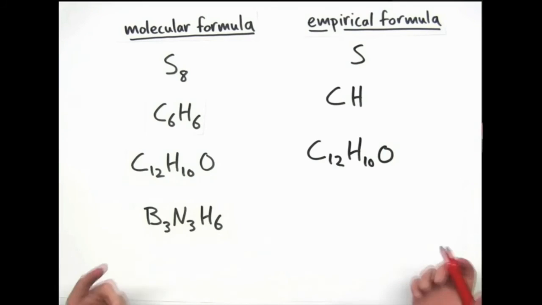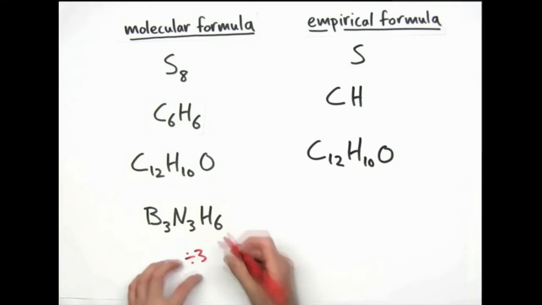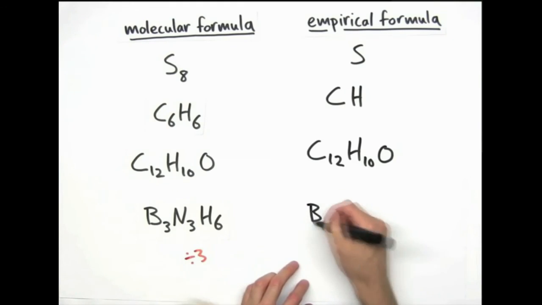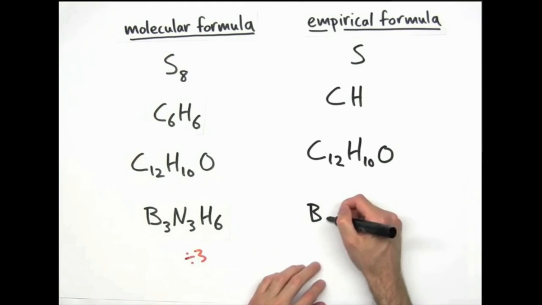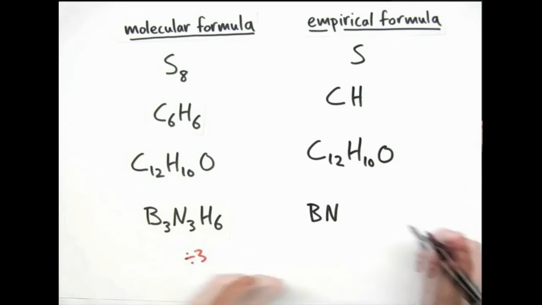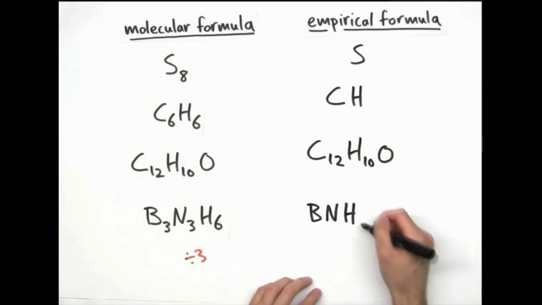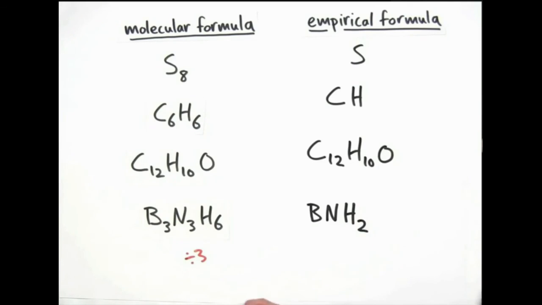B3N3H6. What can we divide everything by? We can divide everything by 3. So we're going to get B, 3 divided by 3 is 1. We don't put anything. N, 3 divided by 3 is 1, so we don't put anything. And H, 6 divided by 3 is 2. So that's how we can take molecular formulas and write empirical formulas for them.